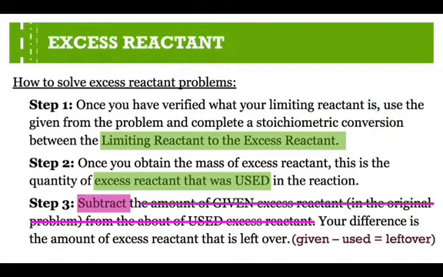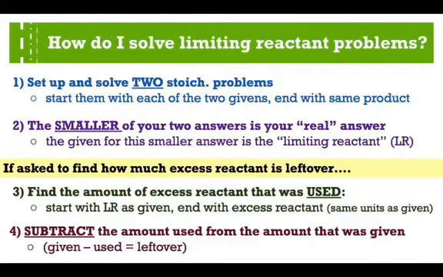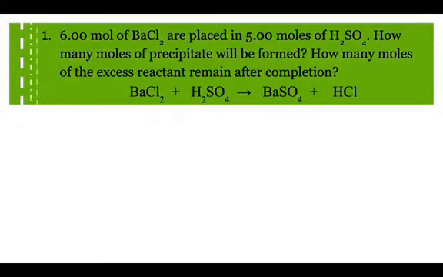So we always have the given amount of that excess reactant. It's in the problem. You just need to calculate that amount used using one more stoic problem, and then you can do the subtraction to find the leftover or the remaining excess reactant. So that should be good enough, but if you want those steps that I gave you, I do think it's a little bit simpler, but to each their own. You choose. Let me know what I can do to help you. So let's look at an example here.